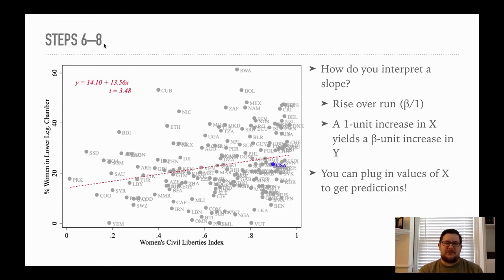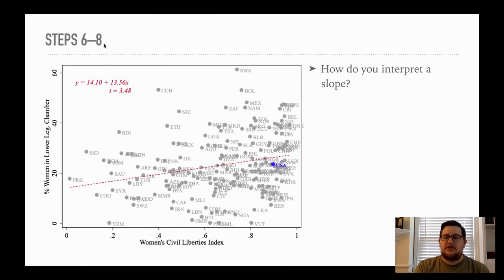So you can plug in values of x to get predictions. All right. So if you went in and you said, okay, let's say I have a country that is a 0.32 on Women's Civil Liberties Index. Well, you plug that in. 14.1 plus 13.56 times 0.32 is equal to 18.44, right? So you would expect to see it right around there, 18. Okay, right around where Turkey is and Tajikistan.